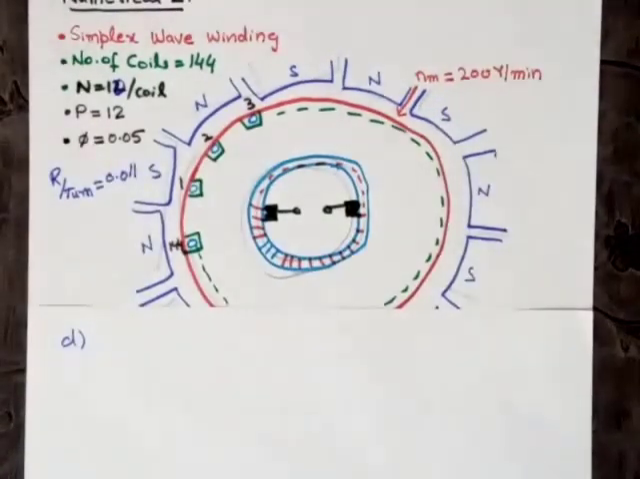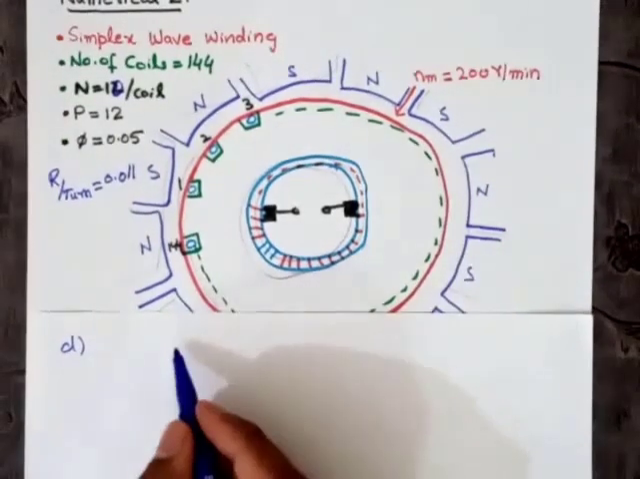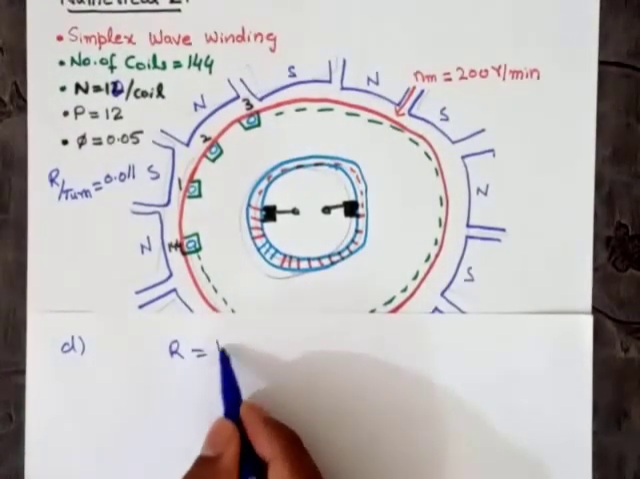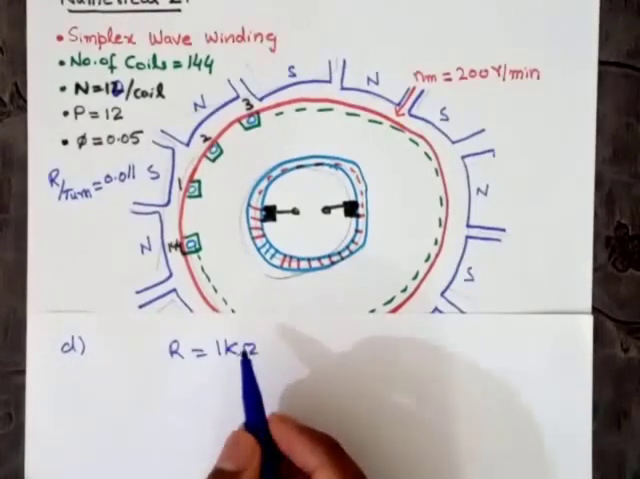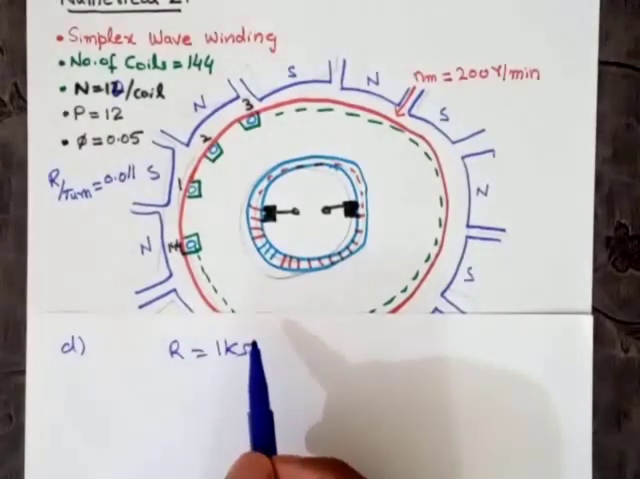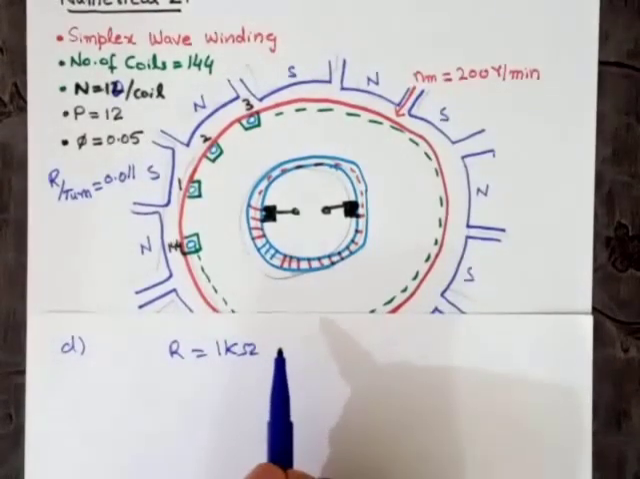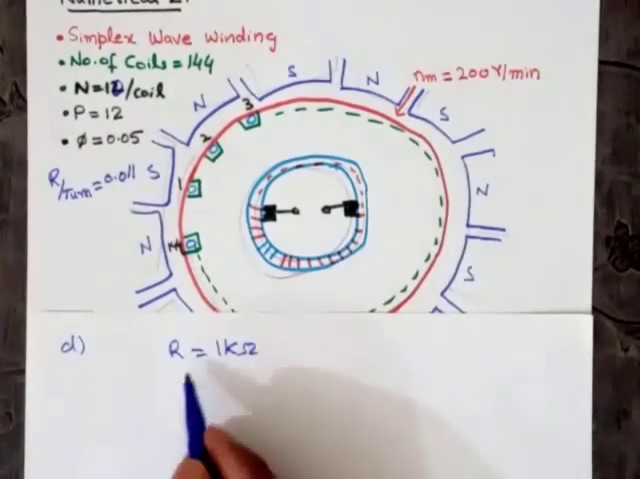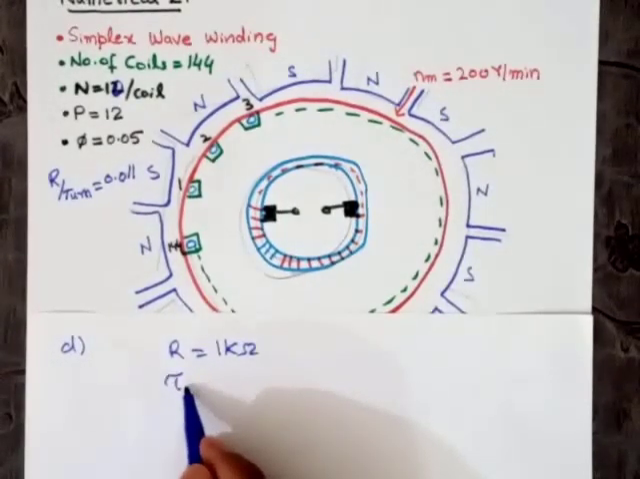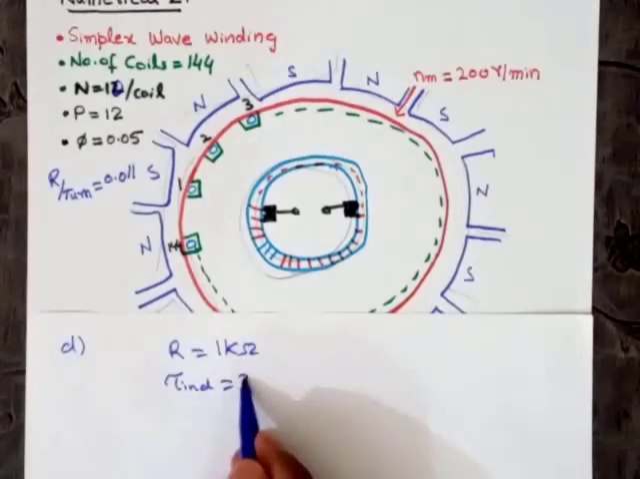Now we will solve the last part of this problem. The last part is: if a 1K resistor is connected to the terminals of this machine, here the value of R is given as 1 kilo ohm, what is the resulting induced counter torque? Then what will be the value of tau induced?